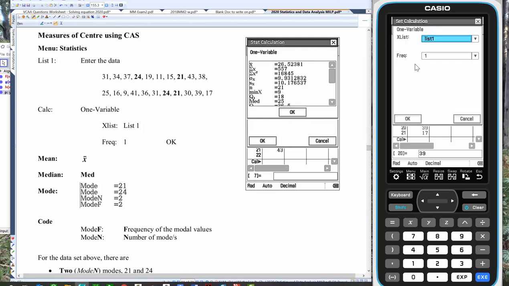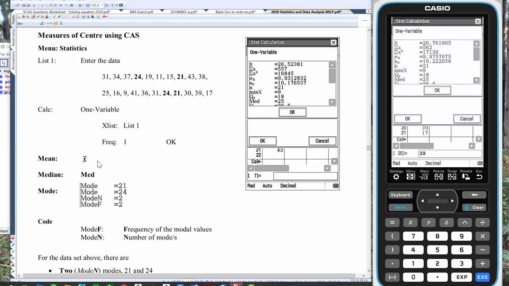I'm going to go back to the one variable statistics again, and note that x bar in this case is our mean. Okay, so our mean is 26.76 dot dot dot. Just check the number of decimal places required. All right, so over here we're going to say x bar equals 26.76 dot dot dot. Okay, our median. Well, what we're looking for in that one is Med. Okay, so Med is this one here. Our Med or median in this case is 25.